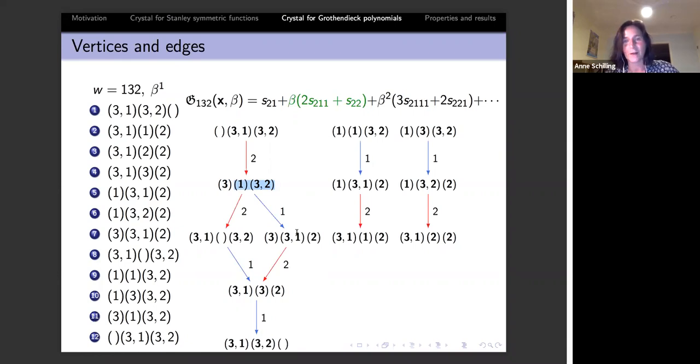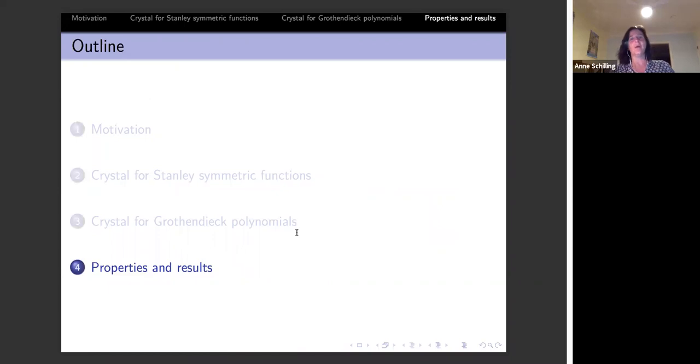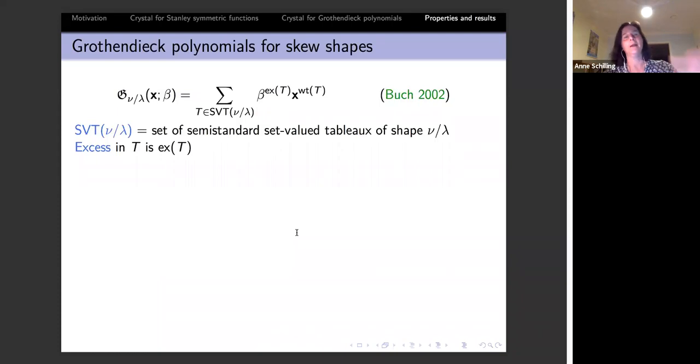Okay, so I keep on going. Now I want to discuss the properties of this crystal. When I discuss the properties, it will also become clear why this is actually a crystal, or how you can prove that. Because I pulled these crystal operators just out of my head, right? I didn't really motivate how we came up with them. But this will become clear once we start talking about these properties.